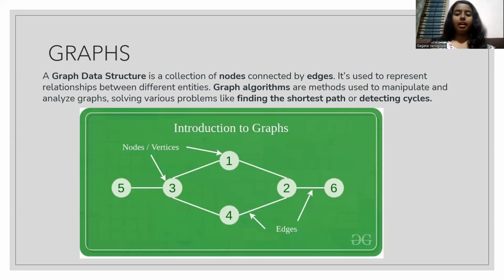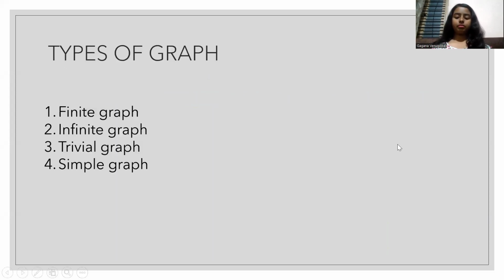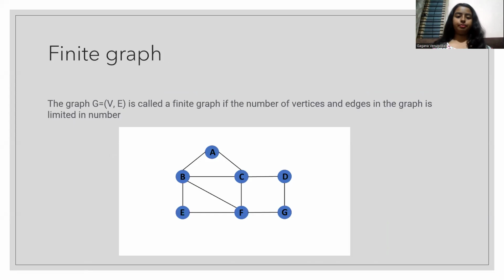Coming to the graph. A graph is a data structure, a collection of nodes connected by edges. It's used to represent relationships between different entities. Graph algorithms are the methods used to manipulate and analyze graphs, solving various problems like finding the shortest path or detecting cycles. The types of graph are finite graph, infinite graph, trivial graph, and simple graph.